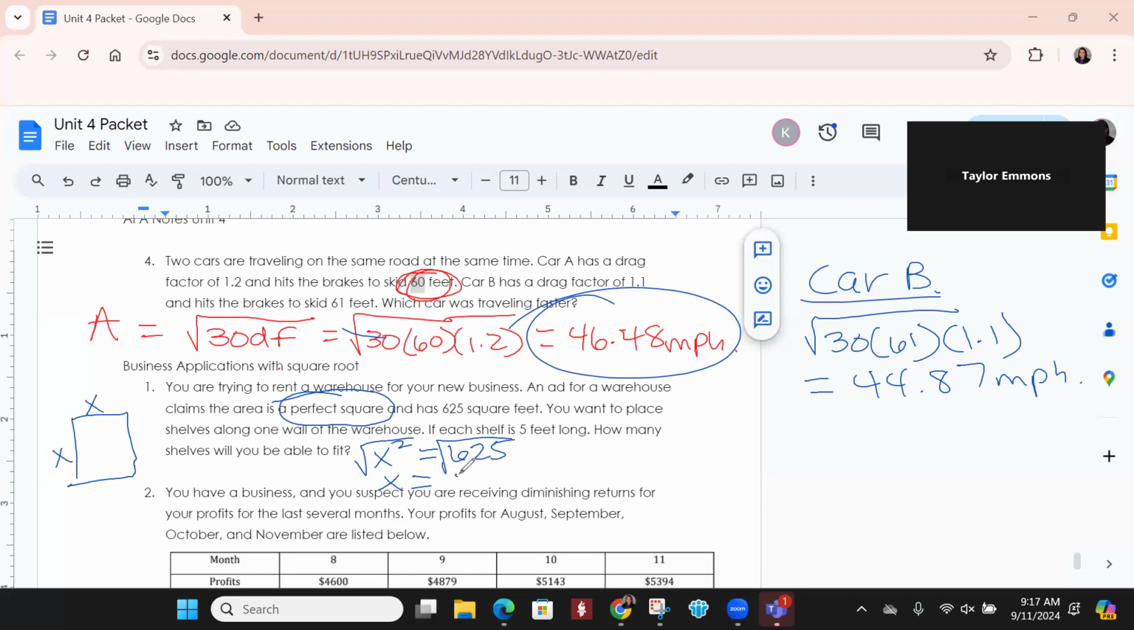25. Okay, now let's go back to what the question was asking. You want to place shelves along one wall, and each shelf is 5 feet long. So if I have 25 feet for one length, and each shelf is 5, how many can I fit? I can fit 5 shelves. Everybody got it? So we divided it, because each shelf is 5 feet. Then we're trying to figure out how many we have.